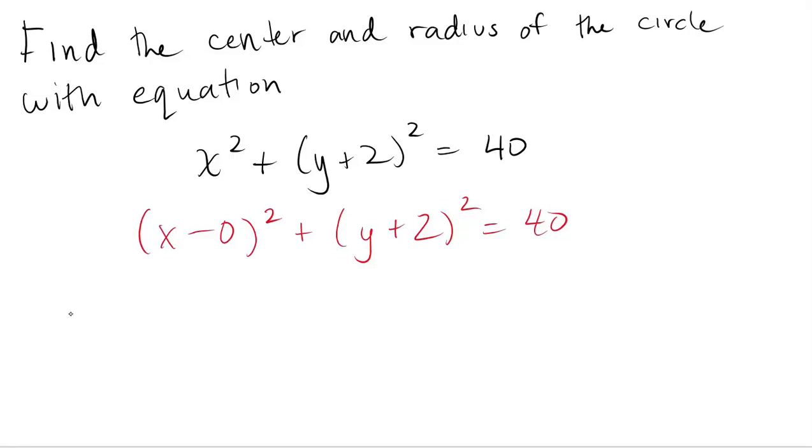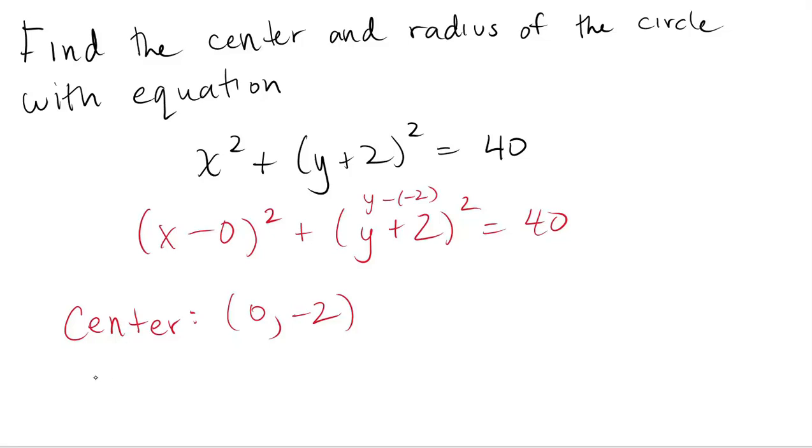So to find the center, we ask ourselves, what is being subtracted from the two variables? Well, we're subtracting 0 from x, so the x-coordinate of the center is 0. Here you don't see subtraction at all, but if you think of that as y minus negative 2 inside the parentheses, then you can pick off the y-coordinate of the center, which is negative 2. So the center is (0, -2).